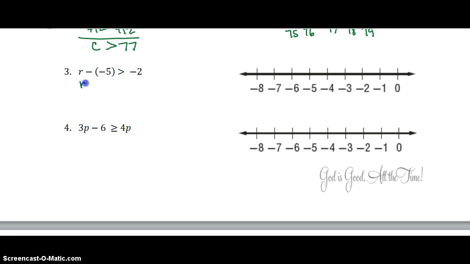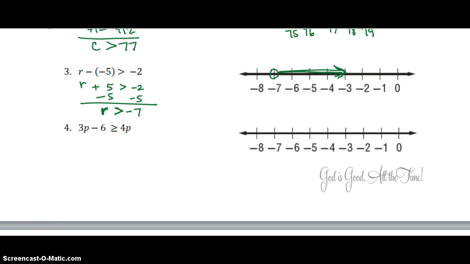Here we have R minus a negative, which means plus 5. So to solve, we'll subtract 5 from both sides. R is greater than -7. So open circle on -7. R is greater than. A little hint to you, if you write the variable first, the inequality and the arrow are pointing the same direction. So R is greater than -7.